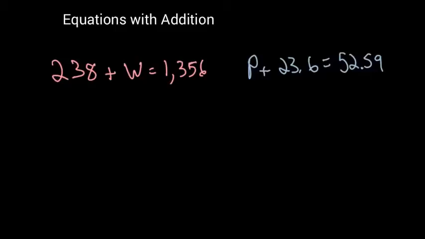Today we're going to do equations with addition. So I got two equations there. 238 plus W equals 1,356. And in order to solve this, there's no way to reason this kind of thing out. You just have to solve it. In order to solve it, you just do the opposite of what's being done. So the opposite of adding 238 is going to be subtracting 238.